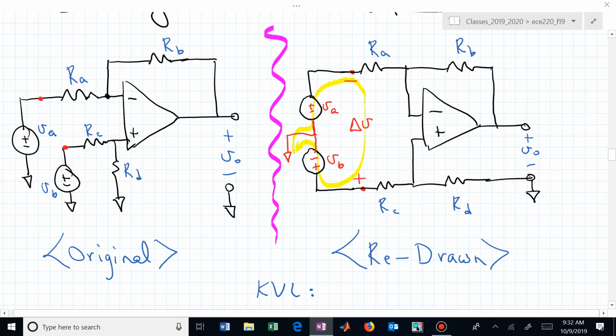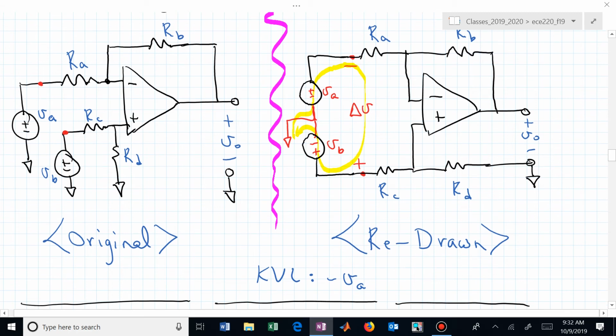What's KVL here? Well, we're starting at common, and then we're going immediately through the voltage source V sub A, entering the negative terminal first. So we now say minus V sub A. And now we're going across this air gap that we've labeled minus delta V, since we're entering its negative terminal next in this walk around our KVL. Then we go into plus V sub B, and then we end up back where we started.